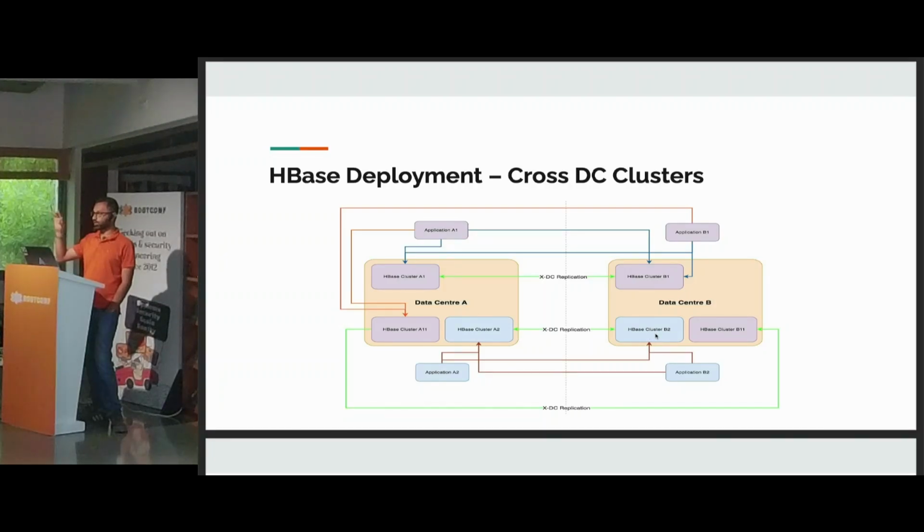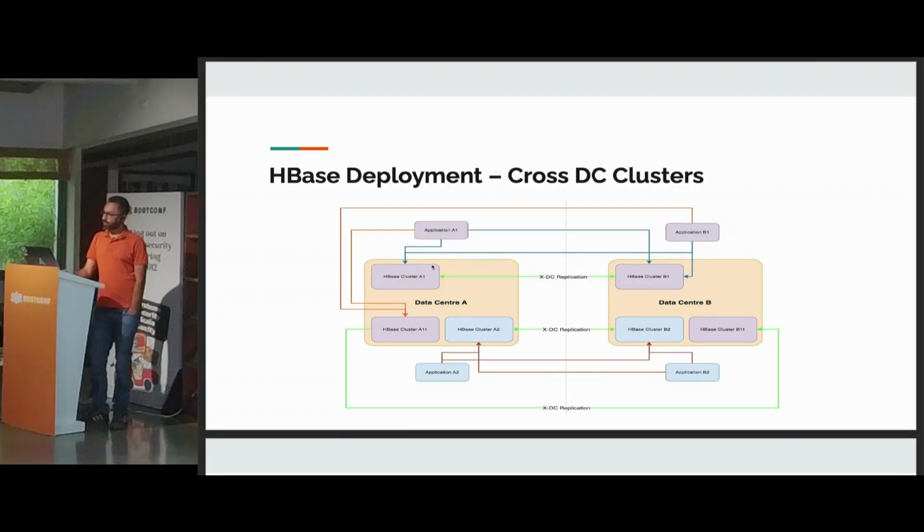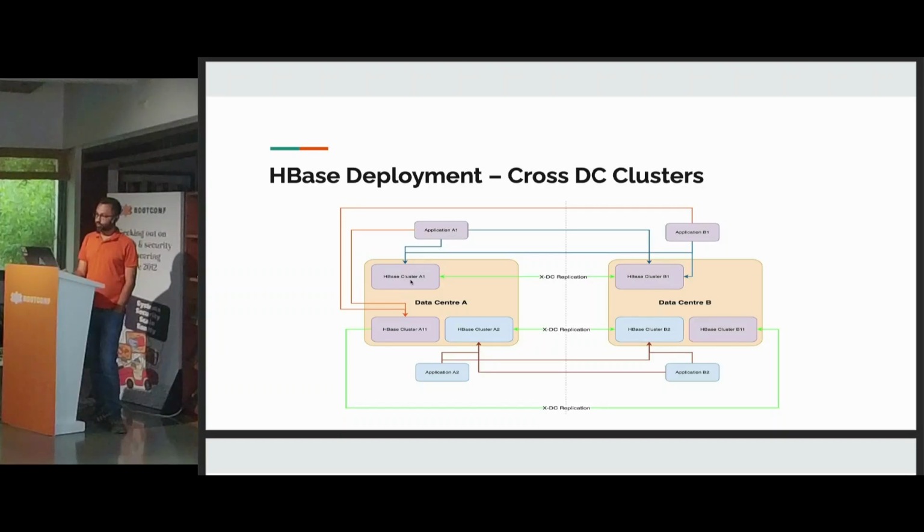So there are 3 HBase clusters, 2 applications. One application talking to 2 HBase clusters. Another application is talking to only one HBase cluster, right? So this is made intentionally complicated so that it represents how it looks in the real world, right? Now I'll talk about why the setup is such that you have A1 talking to both A1 and A11, right?